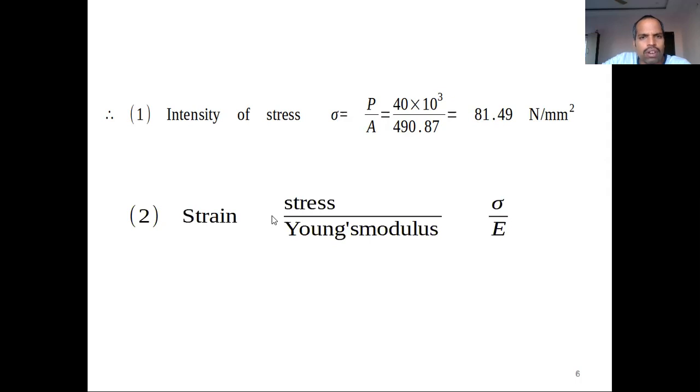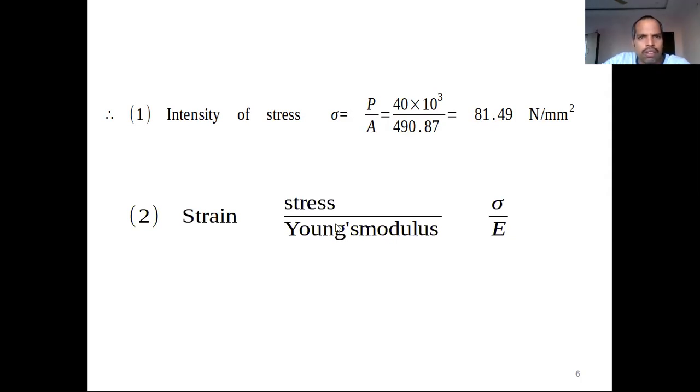Strain is equal to what? Strain is equal to stress by Young's modulus. This is one way of getting the answer. Other ways I have discussed, the different ways of calculating the strain. You can calculate any way, you will get the same answer, right? If you use this formula, calculate the strain, and otherwise, I also told you how to calculate the strain in a different way.